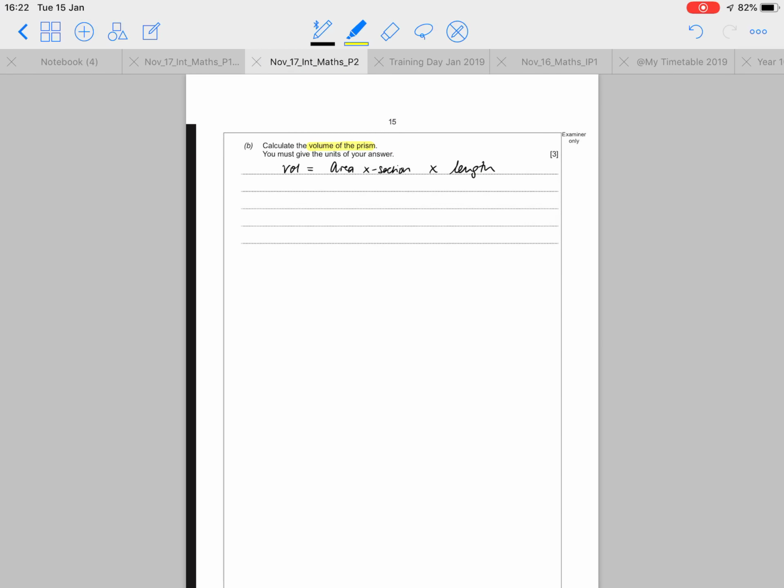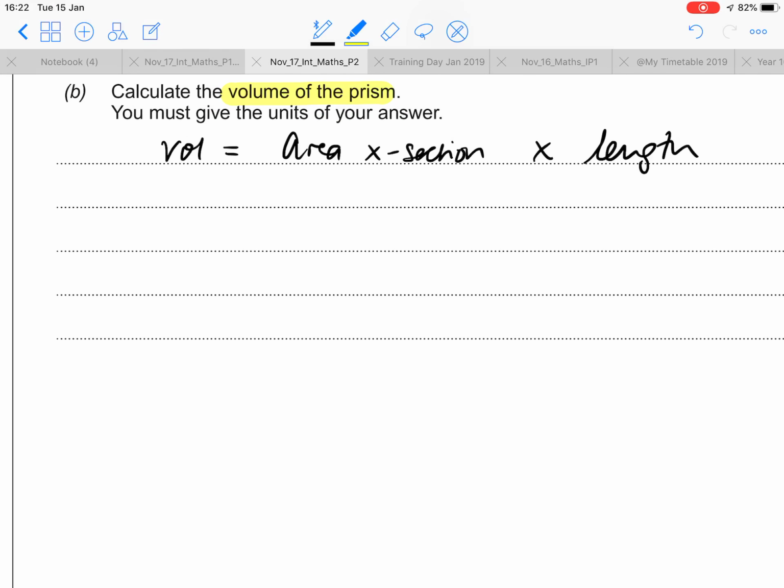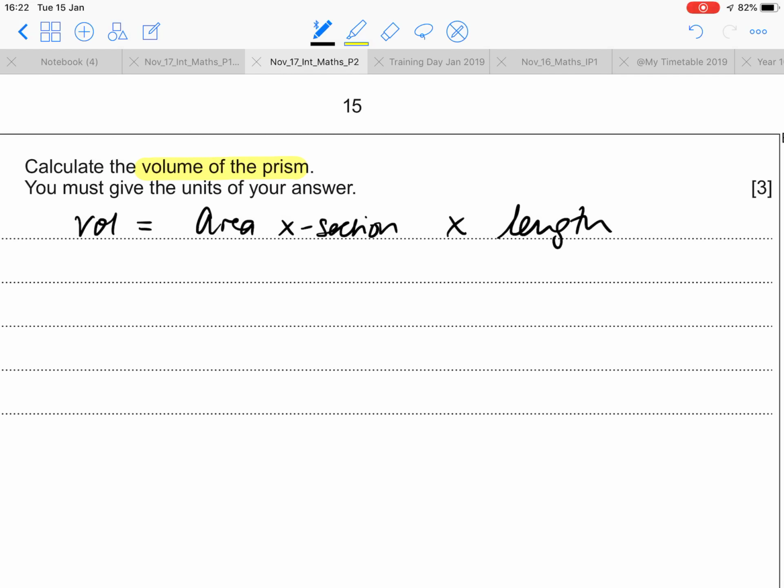So to find the volume, I simply have 294 multiplied by the 200. You've got to give the units of your answer. So if I simply do 294 multiplied by 200 and I write down 58,800, I've only got 2 marks. I have to put centimetres cubed on the end for that third mark.